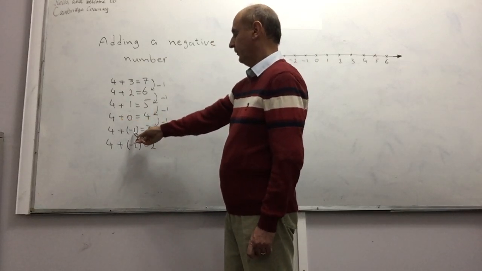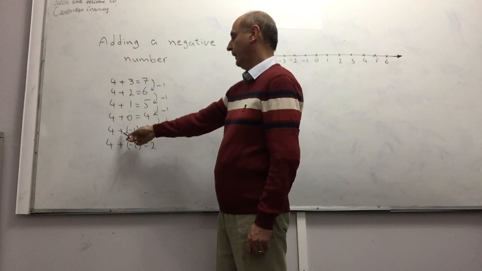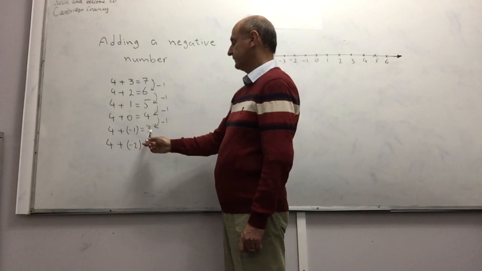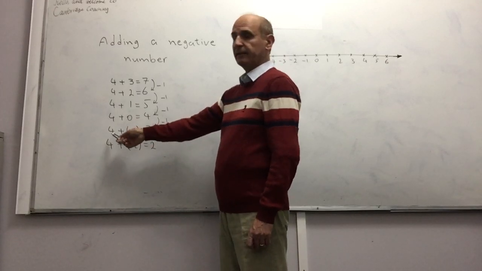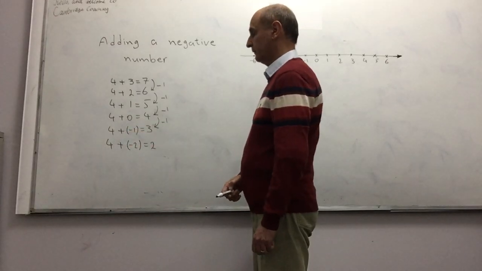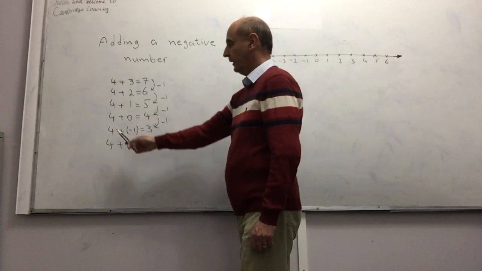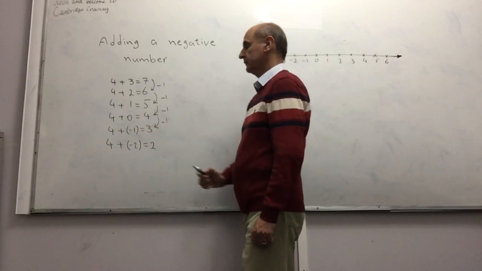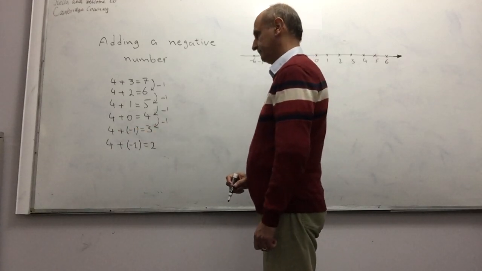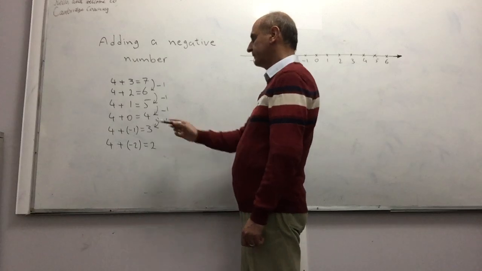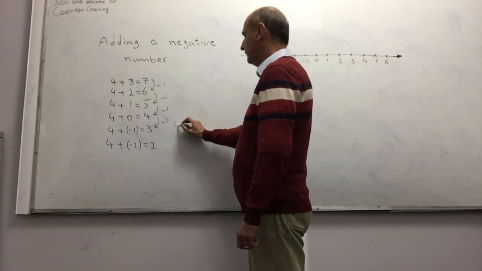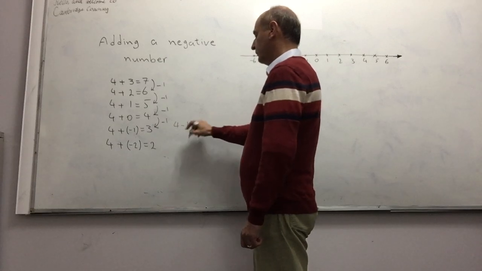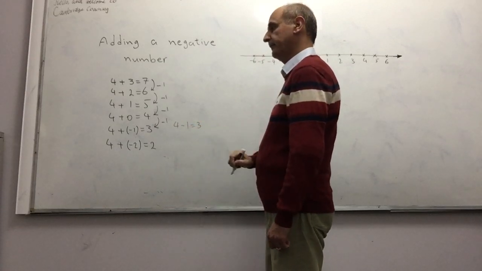But on this one, when you're adding 4 and minus 1, you notice that the answer, which is 3, is less than the number we started with. So we start with 4 and add minus 1, but the answer becomes less than what it was, which is 3. Which is the same result if I take away 1 from 4. 4 take away 1 also is 3.